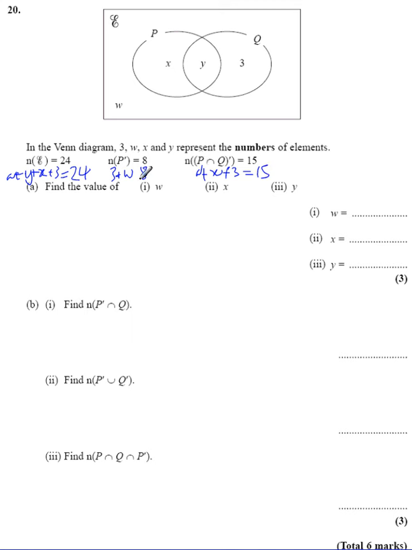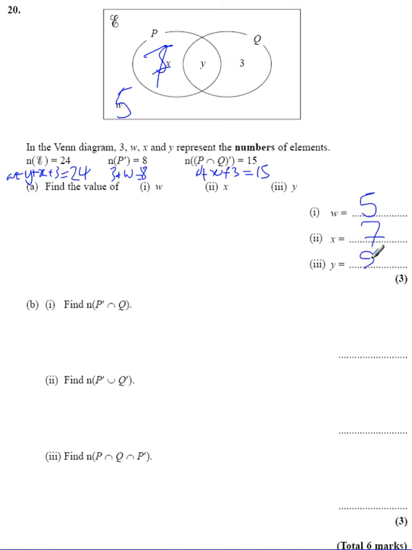Okay, now we've got those equations we can start solving. Well, we know 3 plus W equals 8, so that tells us that W is 5. If W is 5, we know that W and X and 3, that's this one here. So 5 plus 3 plus X is 15, which means X is 7. And we also know that W plus Y plus X plus 3 is 24. So this is 5, that's 7, and that's 5. We know the total is 24, so that plus that plus that plus that is 24, which means Y must be 9.